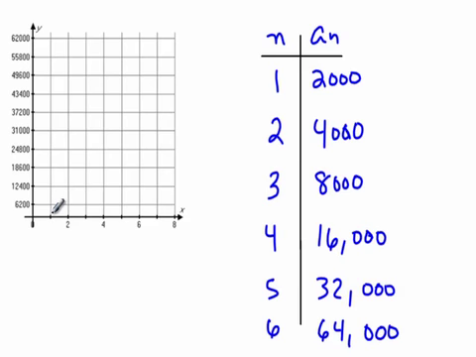N equals 1, we're at 2,000. 2, we're at 4,000. 3, 8,000. 4, 16,000. 5, 32,000. And at 6, 64,000. So there's our graph for A sub n.